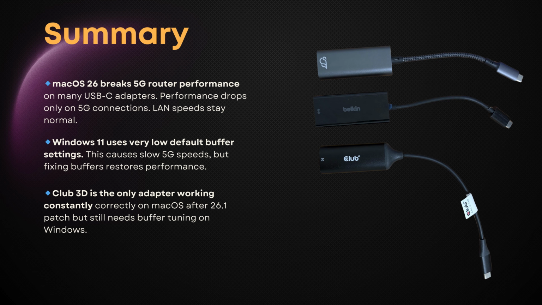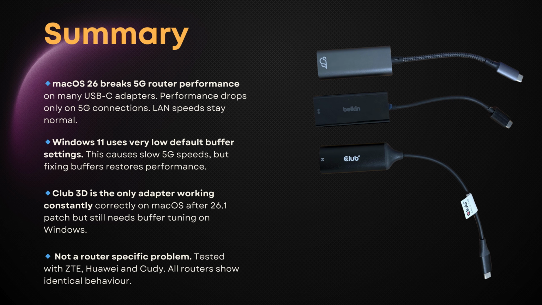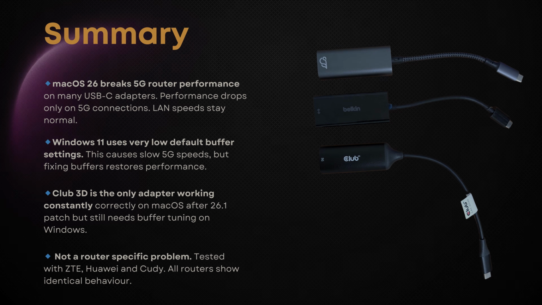Third, the Club 3D adapter is the only model that works correctly with macOS 26 when connected to a 5G router. Its newer chipset seems to avoid the macOS bottleneck entirely, although it still needs the same buffer adjustments on Windows. And fourth, this behavior is not related to any specific 5G router. I tested this with devices from ZTE, Huawei and QD, and the results were identical. Every router produced the same symptoms across all tests.